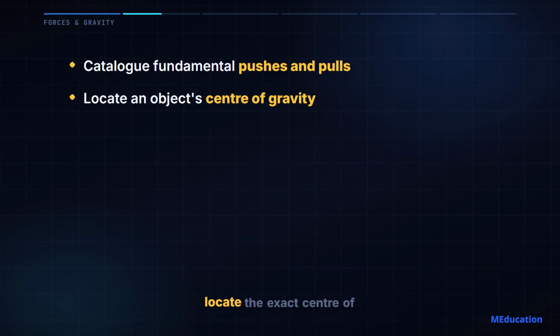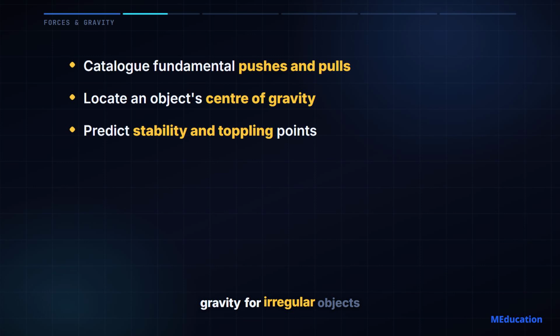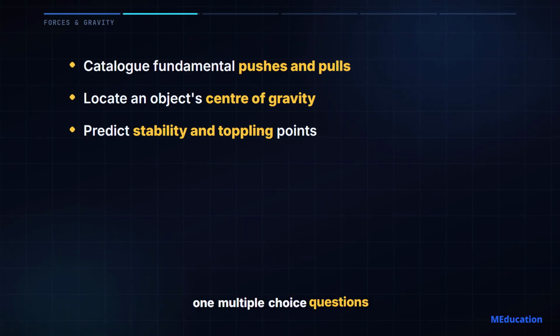Then you will learn to locate the exact center of gravity for irregular objects. This is a vital skill for predicting when a tilted system will topple, and it frequently appears as a visual trap in Paper 1 multiple-choice questions.